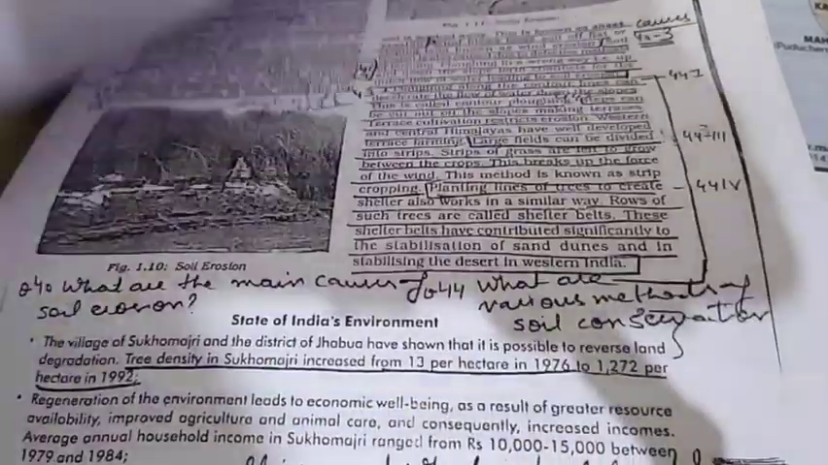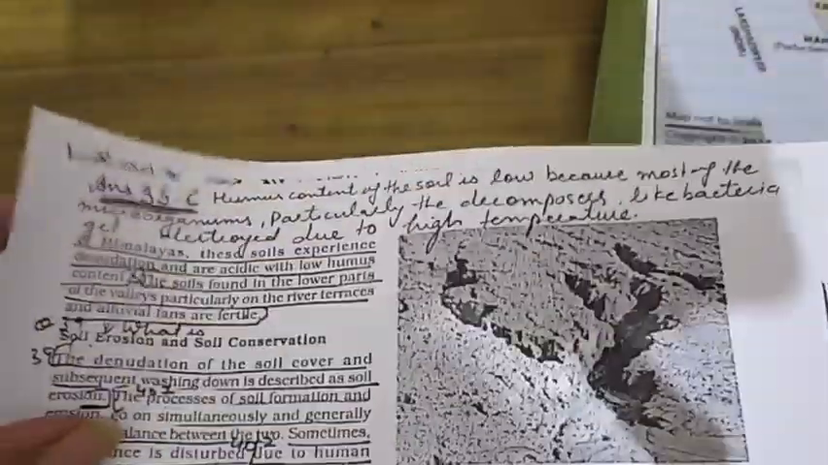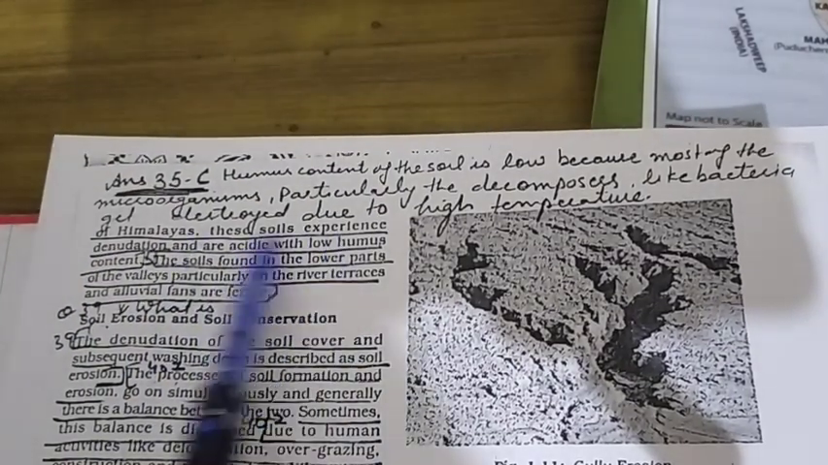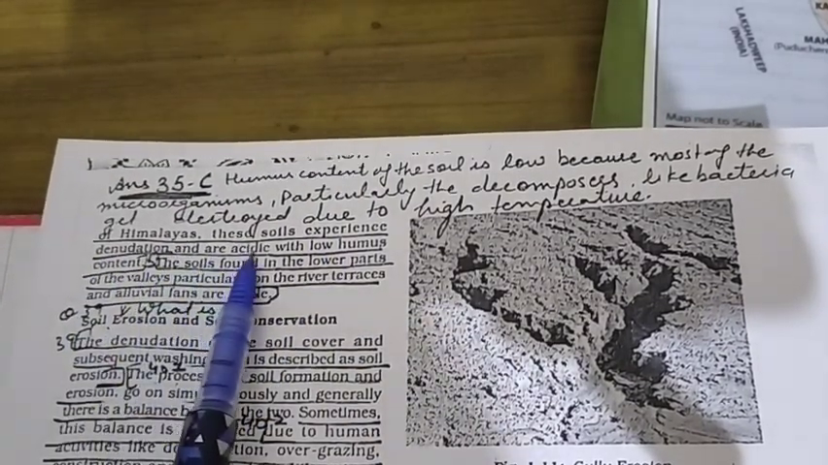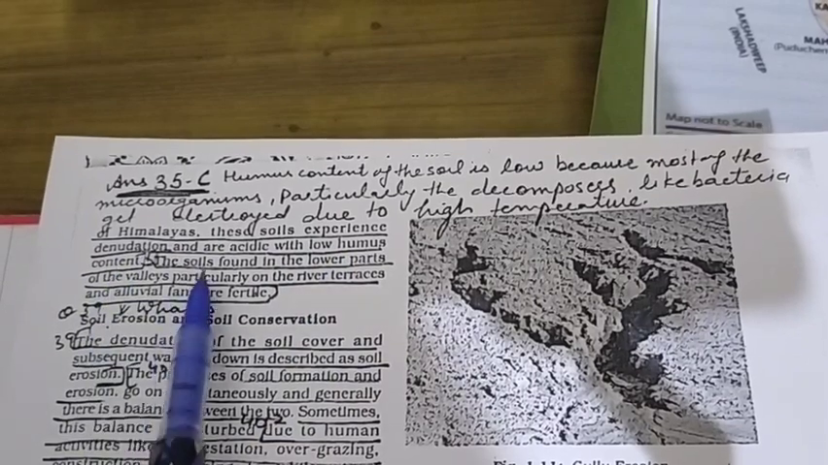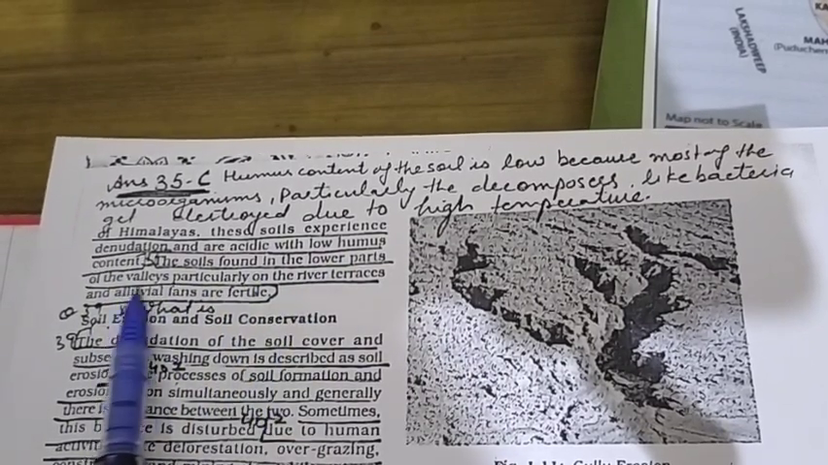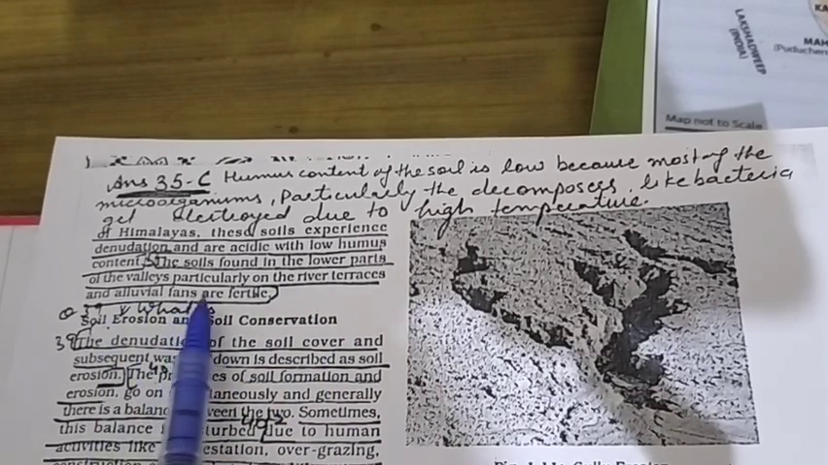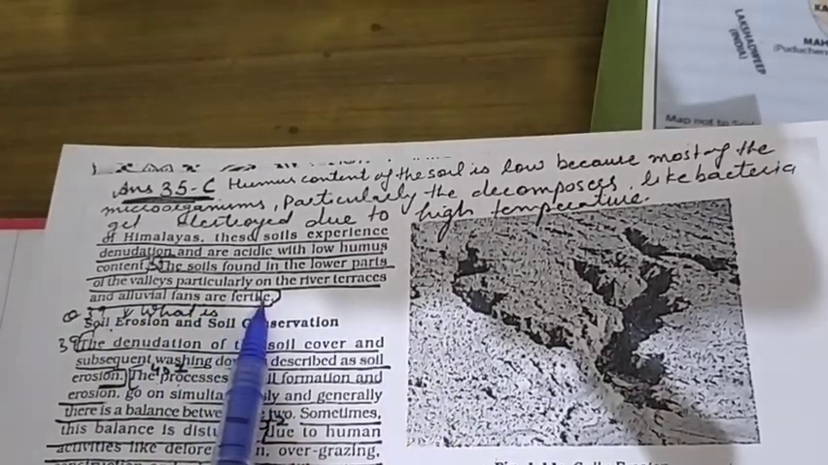In the snow-covered areas of Himalayas, these soils experience denudation and are acidic with low humus content. The soils found in the lower parts of the valleys, particularly on the river terraces and alluvial fans, are fertile.